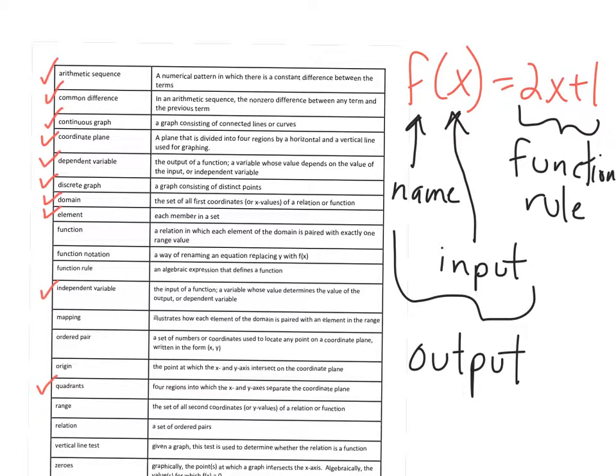So a function is a particular type of relationship or relation such that there's only one output for every input. So as the definition states, a function is a relation where every element of the domain, or the input, is paired with exactly one range value. And all of this is the function notation. So we just covered the function, function notation, and function rule.